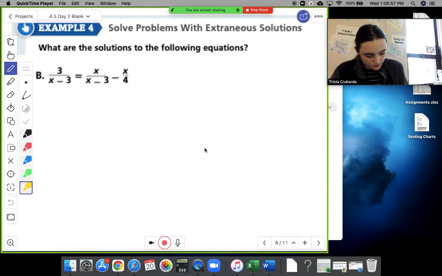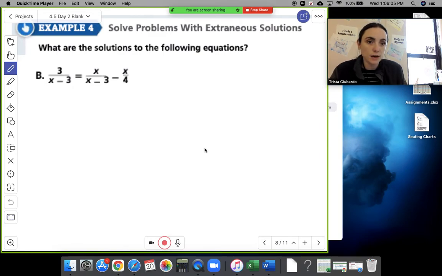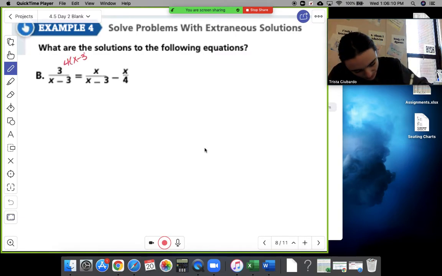Here's another one. Looks kind of similar to start. Actually, this one's kind of spaced enough. I'm going to go ahead and just multiply each thing. In the denominators, we have an x minus 3, an x minus 3, and a 4. So our common denominator needs a 4 and the x minus 3. So I'm going to do 4 times the x minus 3, 4 times the x minus 3, 4 times the x minus 3.